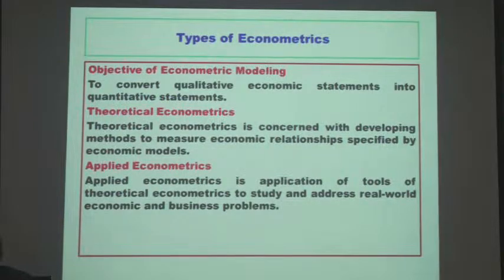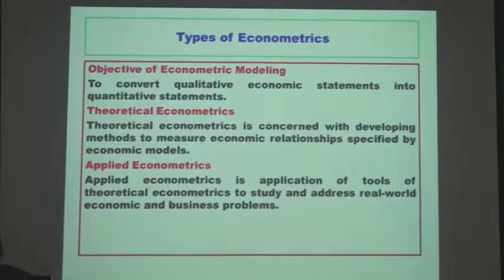Types of econometrics. We discuss the types of econometrics by introducing the objective of econometric modeling. Econometric modeling is required to convert qualitative economic statements into quantitative statements. We convert qualitative economic statements into quantitative economic statements by using econometrics. This is one of the major objectives of econometric modeling. We divide econometrics into two parts: theoretical econometrics and applied econometrics.